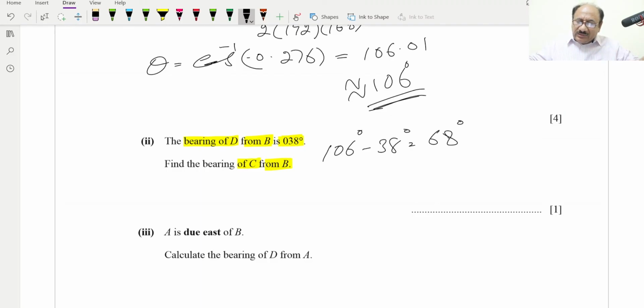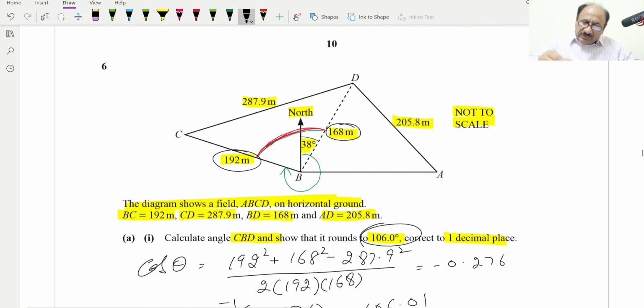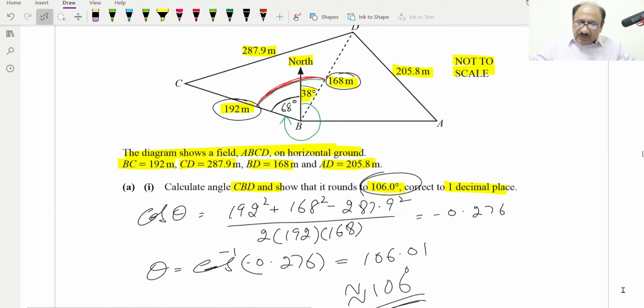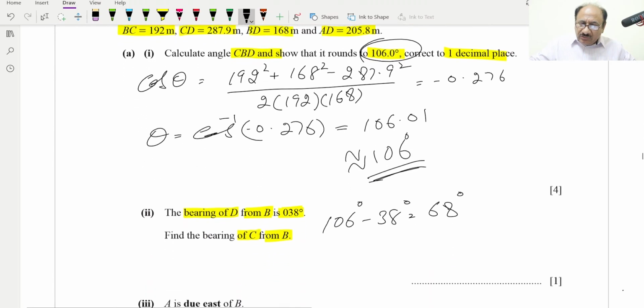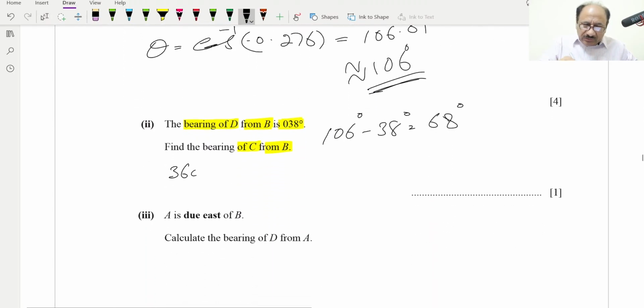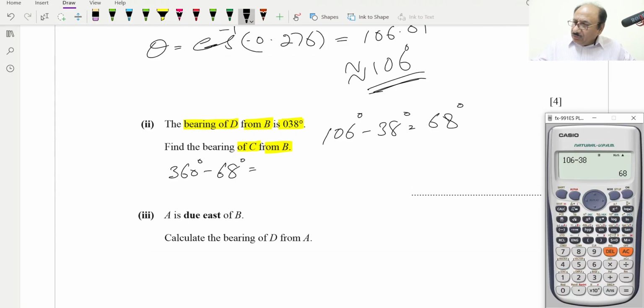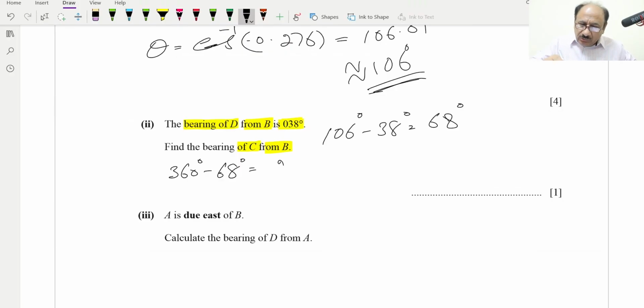So which angle is 68 degrees? 68 degrees is this angle. Now 360 minus 68 will be this angle. 360 minus 68 degrees will be our answer, which is the bearing. So we can write 360 degrees minus 68 degrees, and if we calculate 360 minus 68, it gives us 292 degrees. 292 degrees will be our proper answer over here.